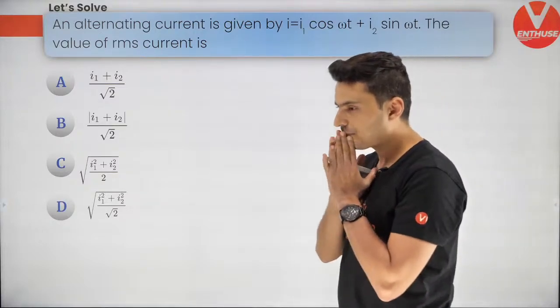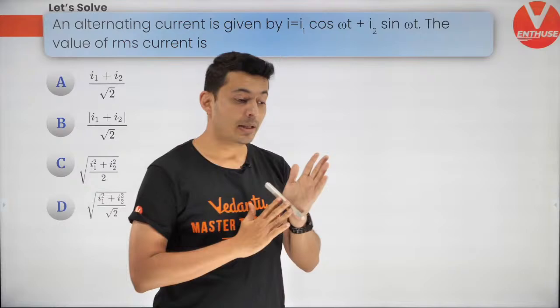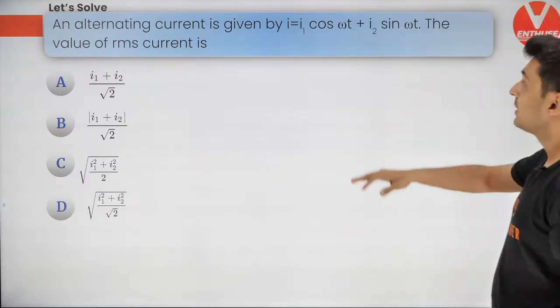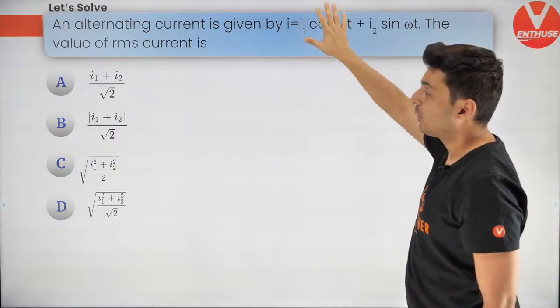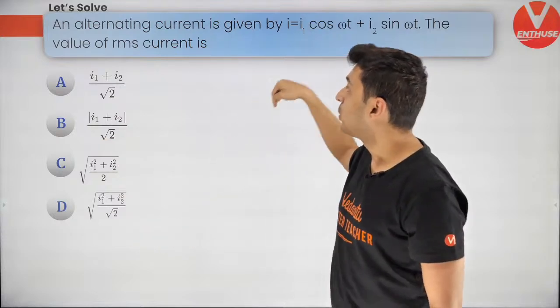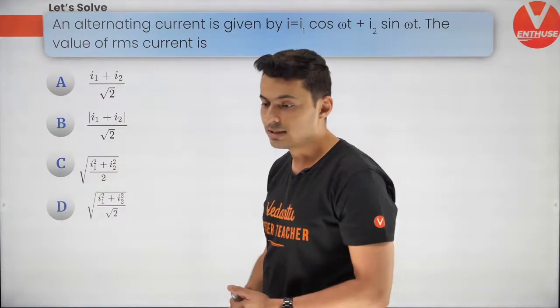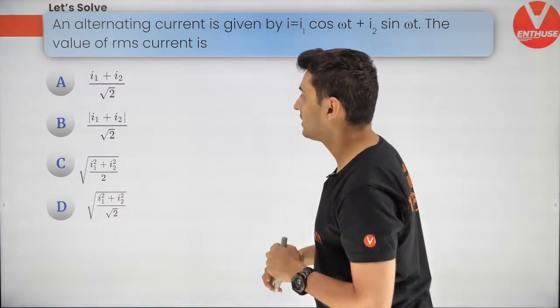Now, next question. Now, next question is very tricky. A lot of people make a lot of mistakes over here. The question is, the current is some sine and cos function of time. You have to find the RMS value of the total current. Options are given. A lot of people use some weird formulas and they get some weird answers, but do not do that. Let's see how do we do this.